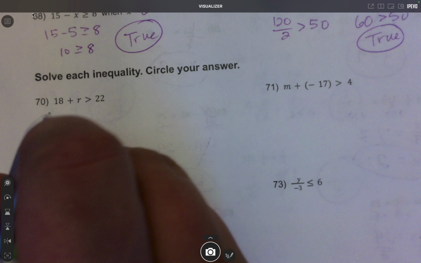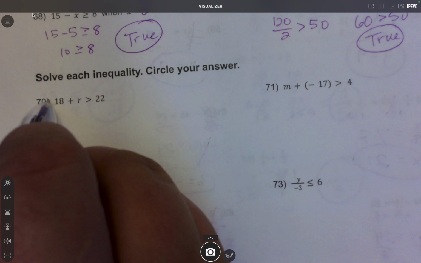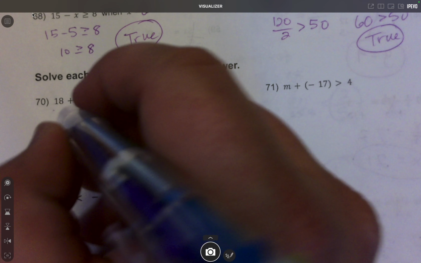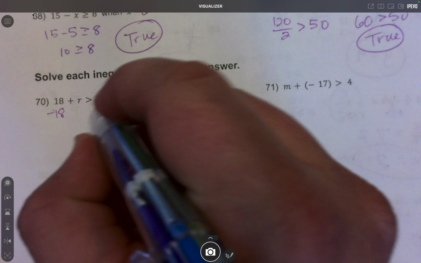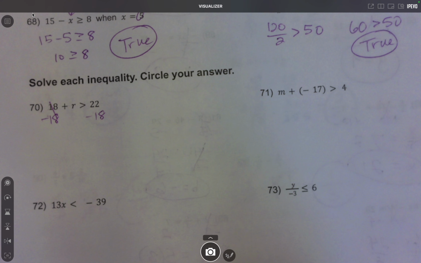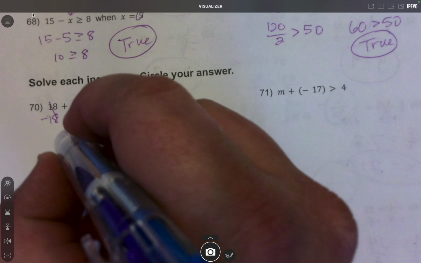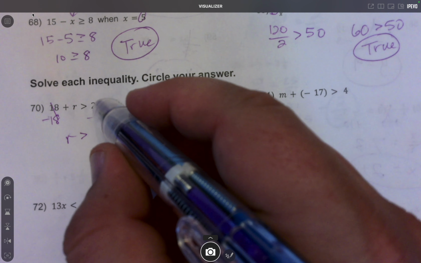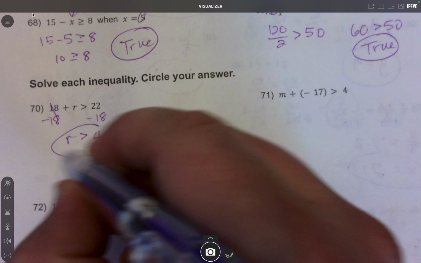So like on this one, we have a positive 18. So I'm looking at what's in front of the 18. It's an understood positive. So I'll subtract 18 from both sides. 18 minus 18 is 0, so that cancels out. It goes away. R is greater than 22 minus 18 is 4.